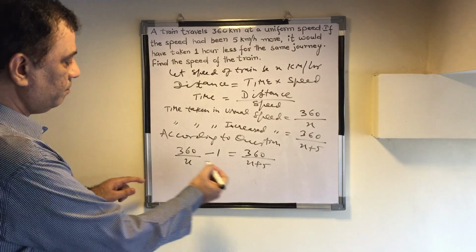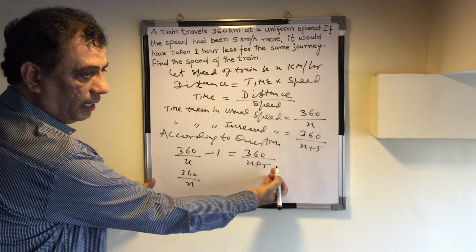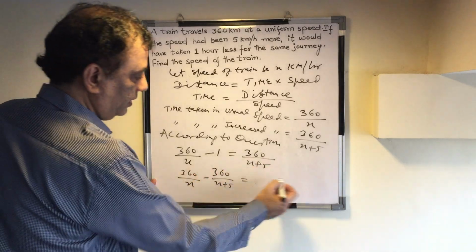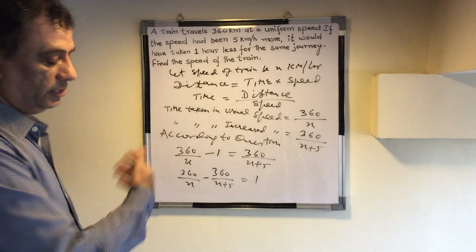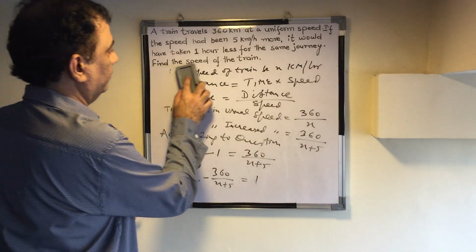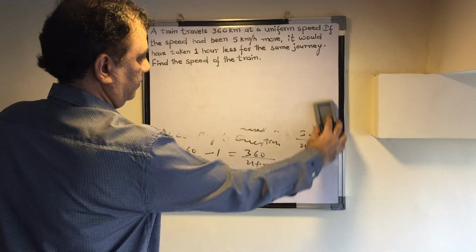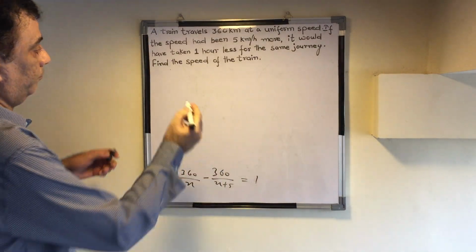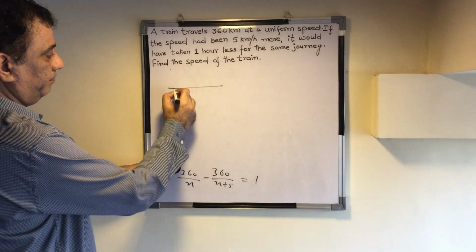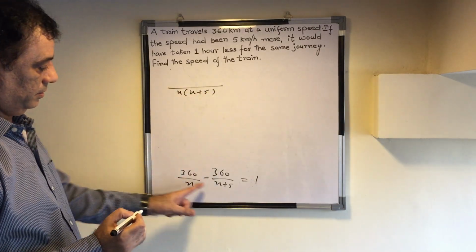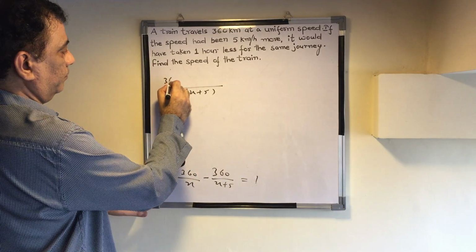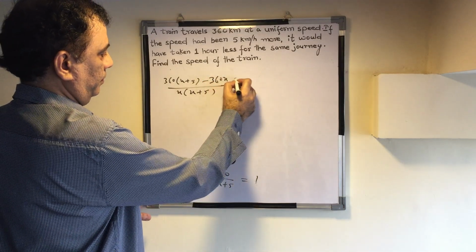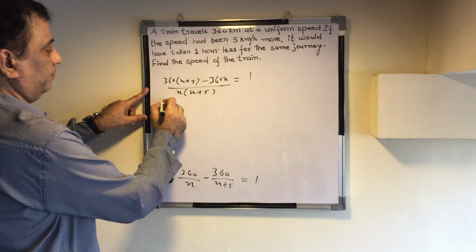Now simply what we will do, we will take the RHS to the LHS and shift the minus 1 there, that will become 1. Now we will solve this equation. If we take the LCM, x into x plus 5, this will be this into this minus this into this equals 1. Now we will multiply this.